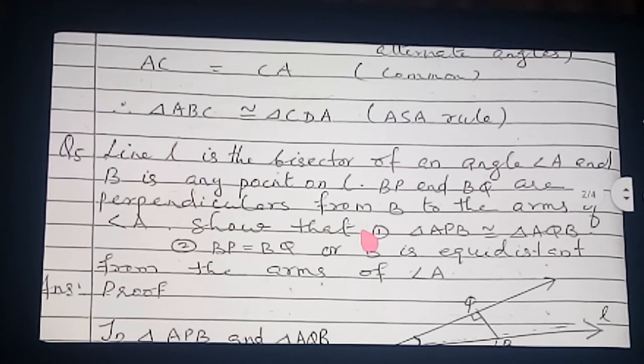Now, question number 5. Line L is the bisector of an angle A. B is any point on L. First you read the question, then I will explain with the diagram. BP and BQ are perpendiculars from B to the arms of angle A. Show that triangle ABP is congruent to triangle AQB and BP is equal to BQ, or B is equidistant from the arms of angle A. So properly listen and read the question.